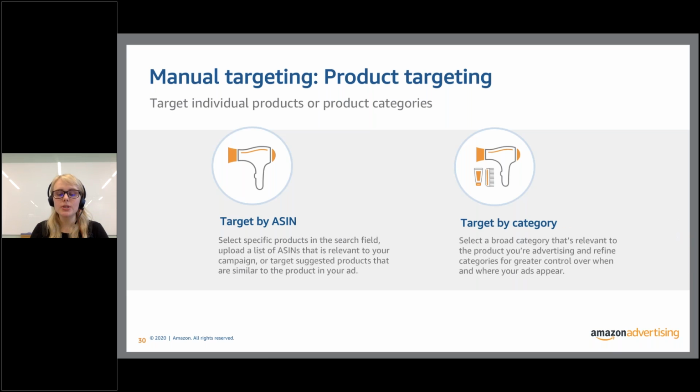You can also choose to target by category. In that case, you'll select a broad category that's relevant for the product that you're advertising to allow your ad to be shown to customers browsing any ASIN that's inside that chosen category. So when choosing category targeting, you can refine categories to have greater control over when and where your ads appear. And depending on which sponsored ad solutions and categories that you're using, you'll have a different set of options. So I'll show you that quickly in a live demo.